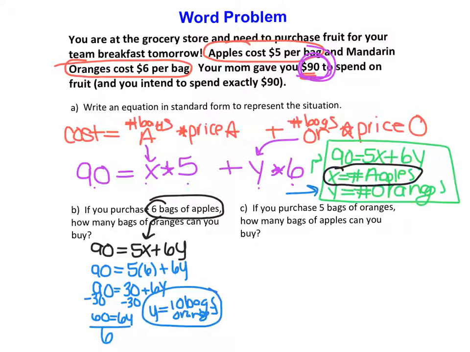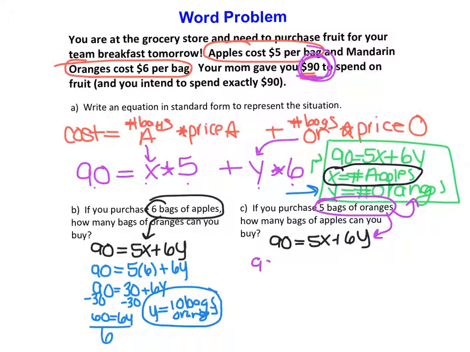oranges. Now if I flip this around in part C, I'm starting with that same equation of 90 is equal to 5x plus 6y. But here in this problem, they're telling me something different. They're telling me we're purchasing 5 bags of oranges. Remember, oranges is our y variable, so we're going to substitute that value in for y and find how many bags of apples we can pair with that.